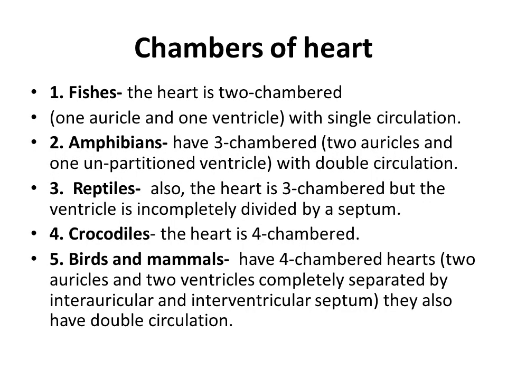Fishes contain hearts of two chambers, one auricle and one ventricle, with single circulation. Amphibians have three chambers, two auricles and one ventricle, with double circulation. Reptiles have three chambers, but the ventricle is incompletely divided by a septum. In crocodiles, there are four chambers. Birds and mammals have four-chambered hearts, two auricles and two ventricles, completely separated, the auricles by the interauricular septum and the ventricles by the interventricular septum, and they have double circulation.